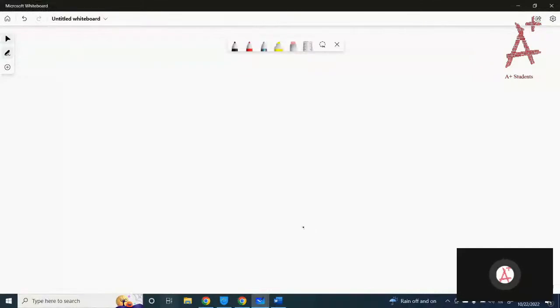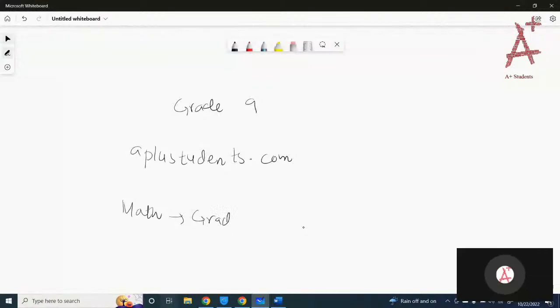So we're going to start with grade 9 maths. You can find all the lessons on aplusstudents.com. You have to select math from the subject tab, then scroll down to grade 9, then click on your lessons and we're going to start with the chapter that is probability.